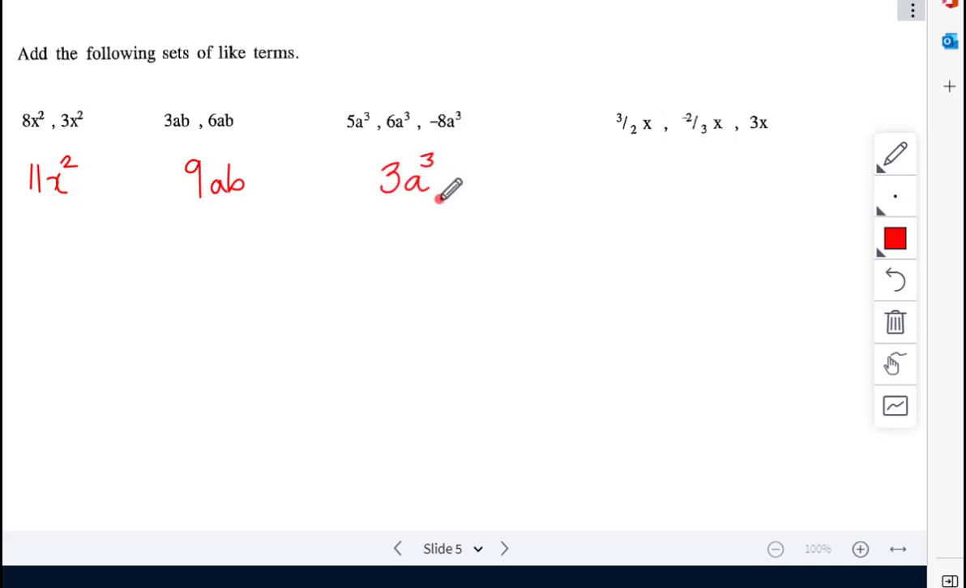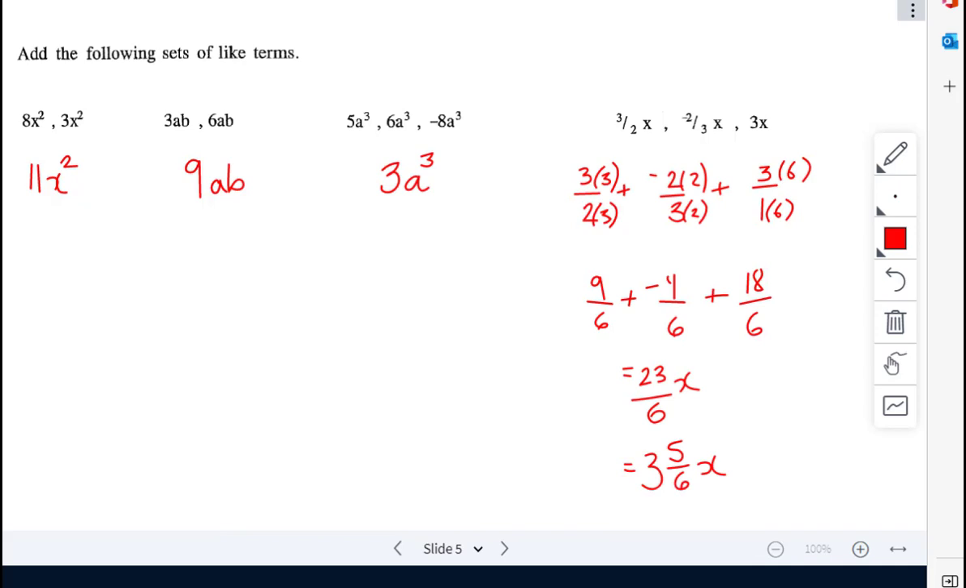All right, and the last one is fractions. So you can put that in your calculator, or if you want to show your work, you can. But our literal coefficient is x, so we can add them. So I'll give you guys a moment to do that. All right, so for that last fraction question, we got 23 over 6x, or 3 and 5/6 x.